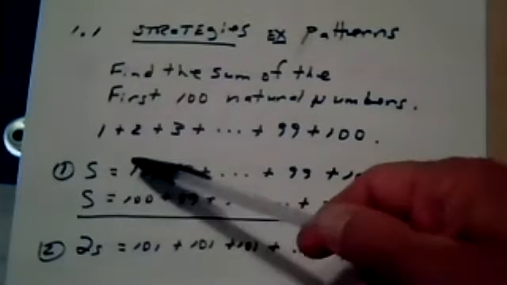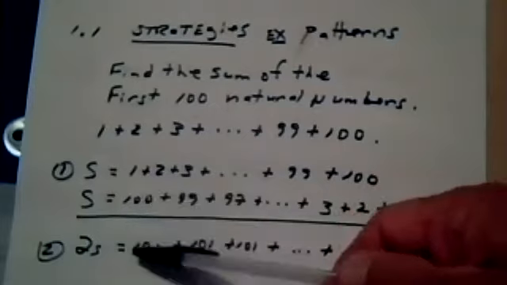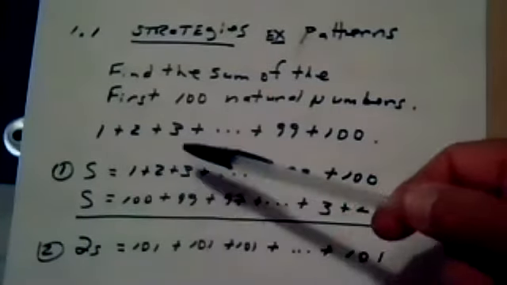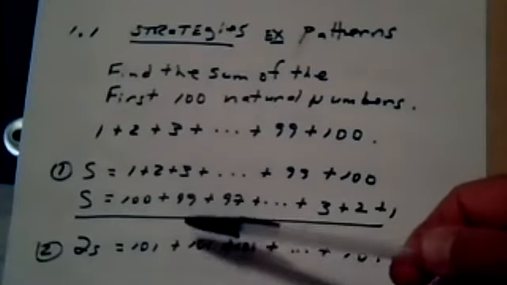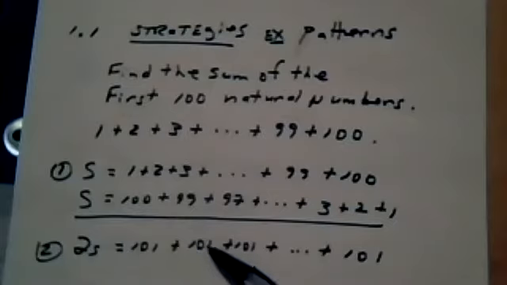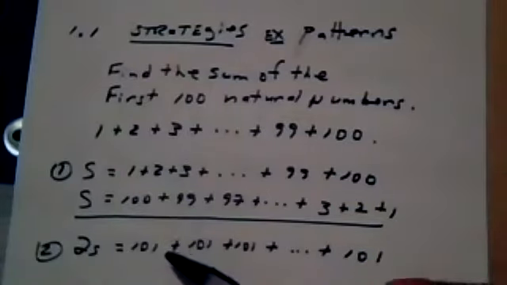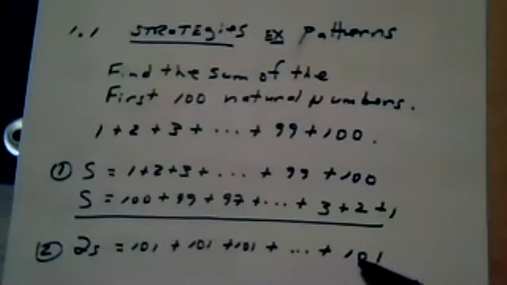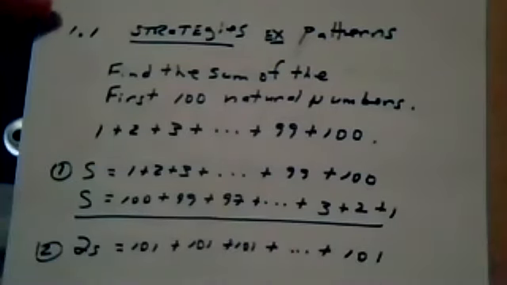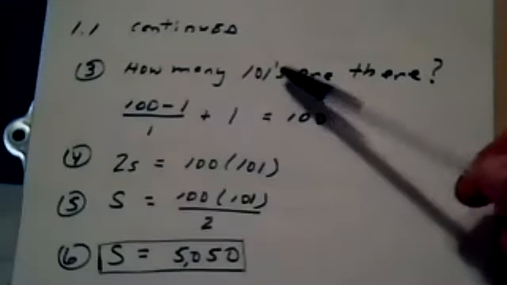If you add this first one with this first one, 101. 2, the second one with the second one of the second sequence, 101. Then you start seeing that a pattern is that all of them are 101s, all of them. So if you could find out how many 101s there are, you would say that number times 101 and take the next step. How many 101s are there?